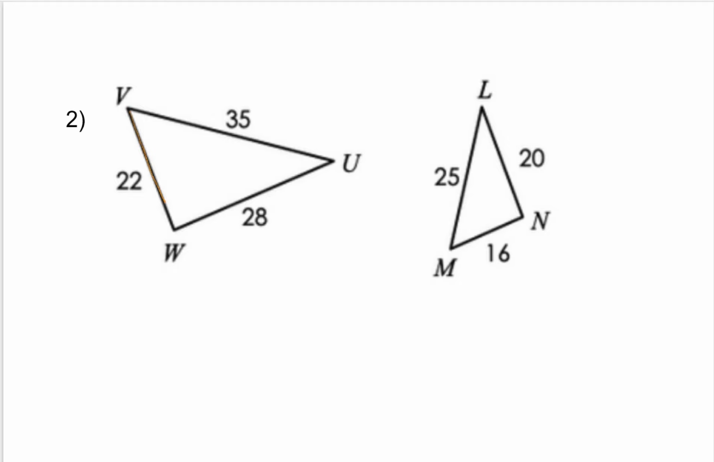So this side right here of the triangle has the smallest side, and that pairs with the smallest side of the other triangle. So I am going to pair 22 over 16. Then I am going to pair the second number after the smallest, which is 28, with 20. So then that would be equal to 28 over 20, and then the last sides of the angles, which are considered the longest or largest side, we have 35 paired with 25.